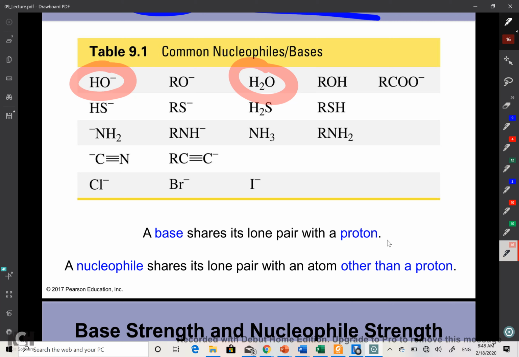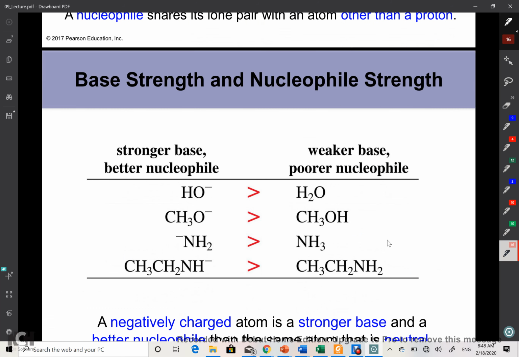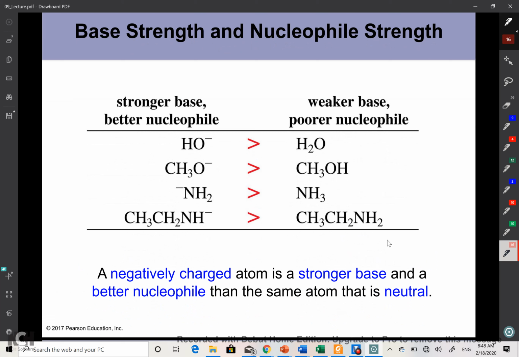And so as a general rule of thumb, substances with negative charges are generally stronger bases compared to substances with neutral charge. Does that make sense? So if you are comparing two things, one with a negative charge and one with a neutral charge, the one with a negative charge will always be a stronger base than the one that is neutral. Does that make sense? And so that's what we are concluding here.